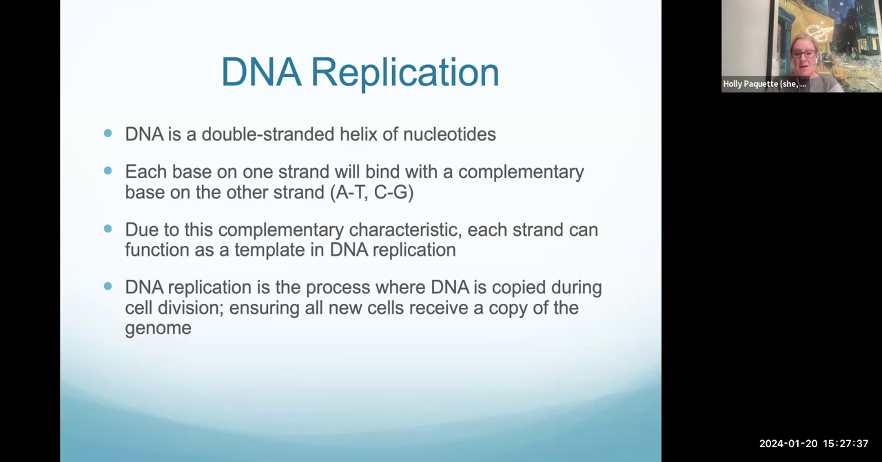So DNA replication is the process where that DNA, that double helix, can be copied. And this would happen during cell division, so that if one cell is dividing into 2 cells, each of those new cells then would receive a copy of the genome. I'm going to bring us over then to the whiteboard, where I'd like to draw a little bit of this out and have you thinking about it.